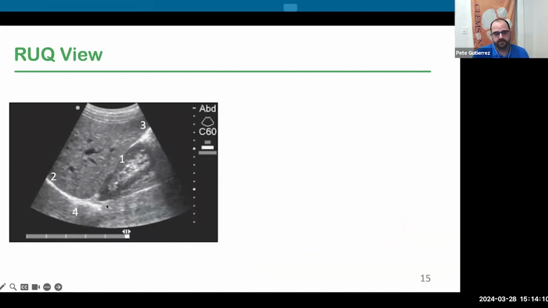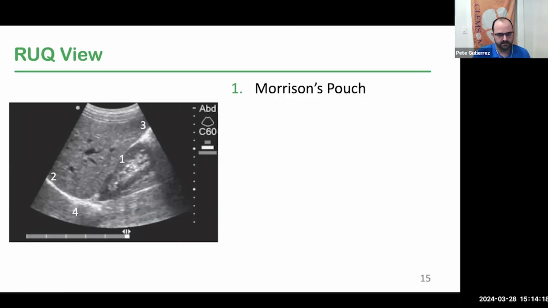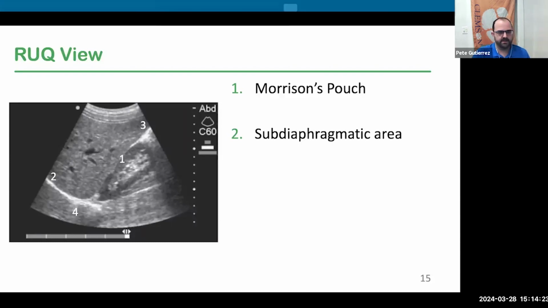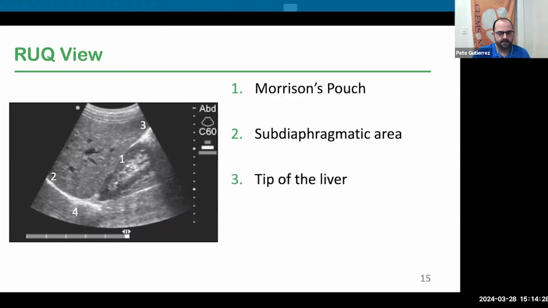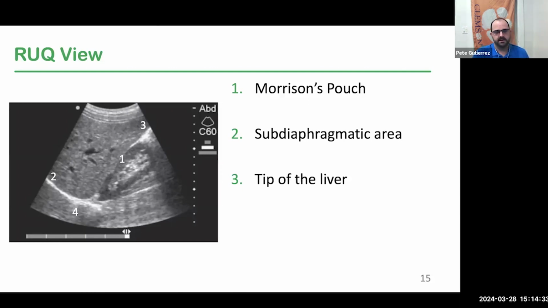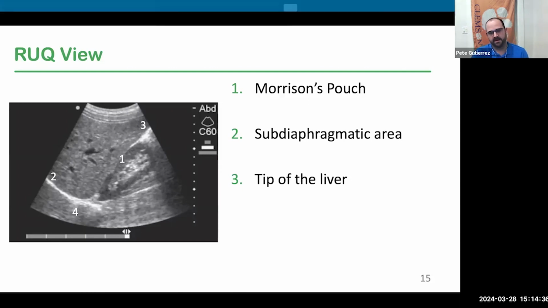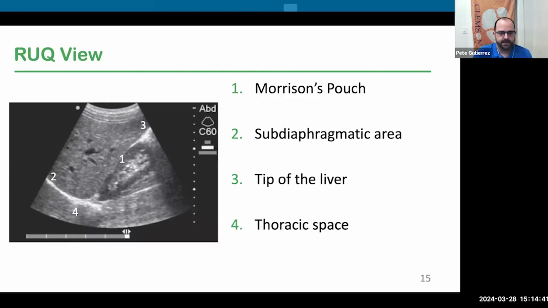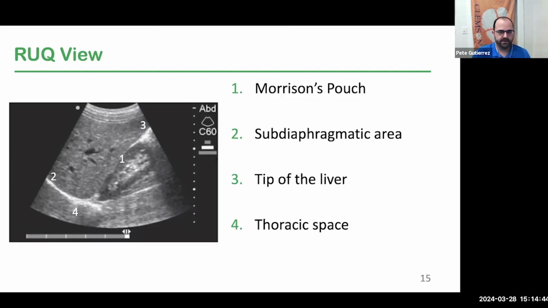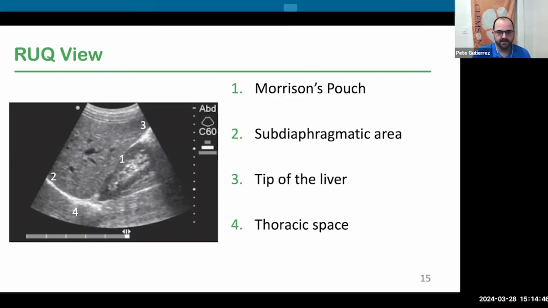Now, the places we're going to be looking for free fluid in this view are number one, in Morrison's pouch. So again, that potential space between the kidney and the liver. Number two, in the subdiaphragmatic space, so there's another reflection of peritoneum that separates the diaphragm and the liver. Number three is at the tip of the liver. This is contiguous with the right paracolic gutter. So if there's any fluid that is settling into the right paracolic gutter, it'll directly abut where the tip of the liver is. And then last, in the thoracic space, right above where the diaphragm is.